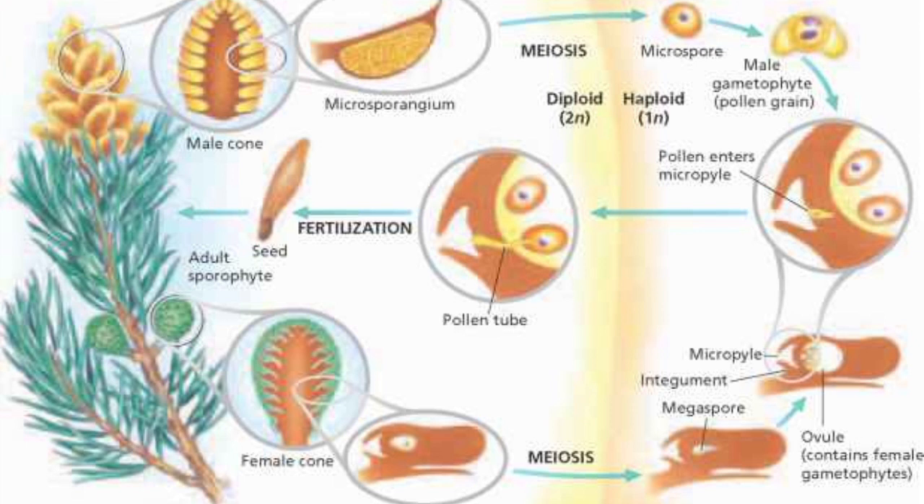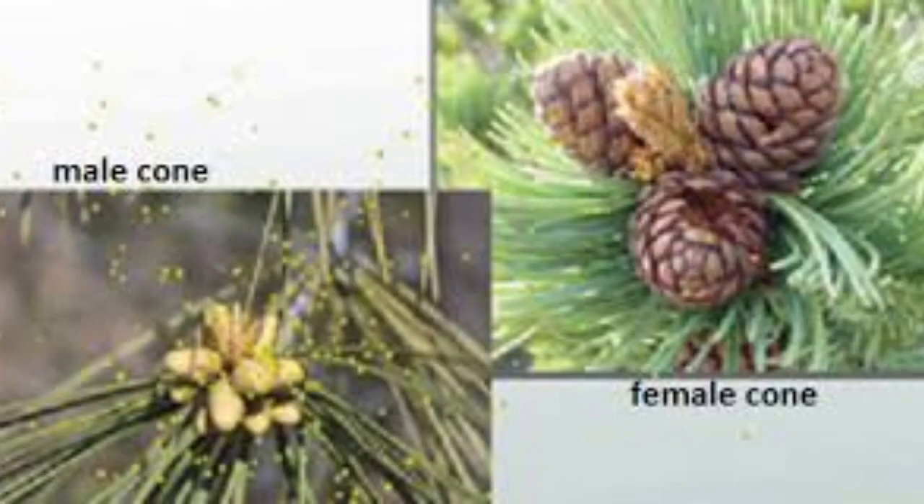Gymnosperms are heterosporous plants, meaning that they produce 2 different kinds of spores, microspores and megaspores. Microspores produce male gametophytes, while megaspores produce female gametophytes in the alternation of generations.